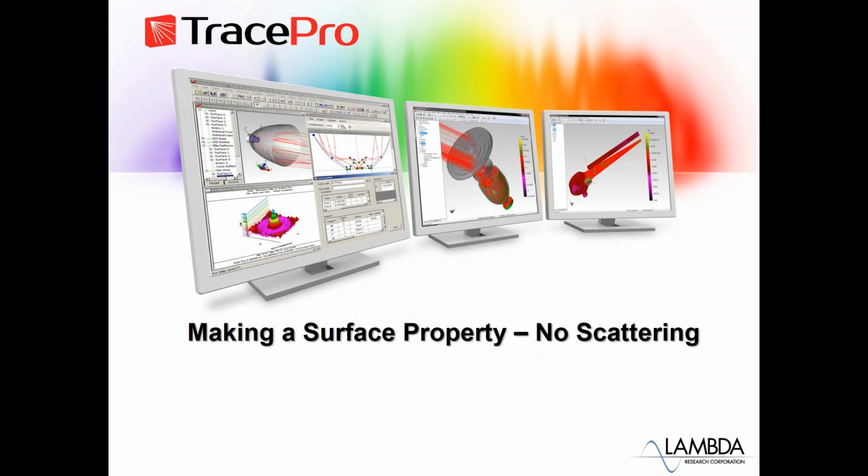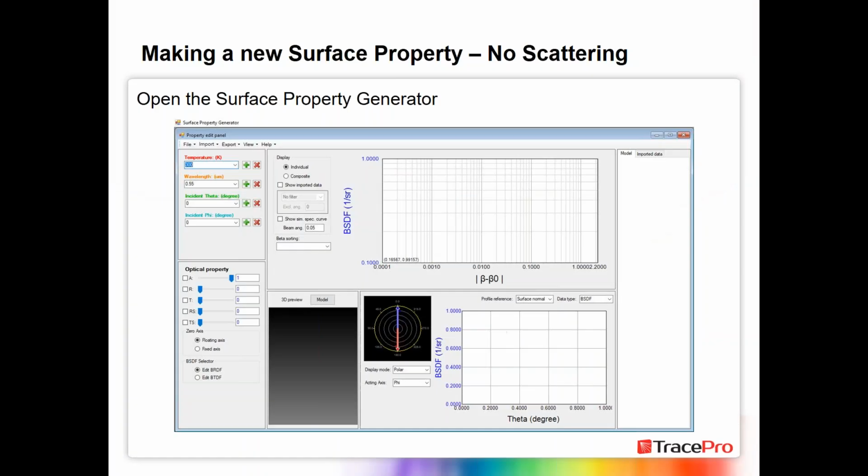So let's look at how we would make a surface property using this new surface property generator. To start off with, we're going to do a simple property. There'll be no scattering involved. All we're going to have is absorption, specular reflection, and specular transmission. We open up the window, go to define, generate property data, surface property. We get a blank property editor panel here for the surface property generator.